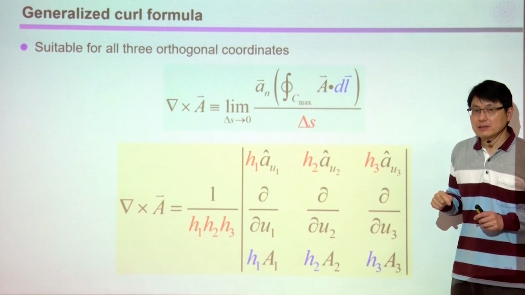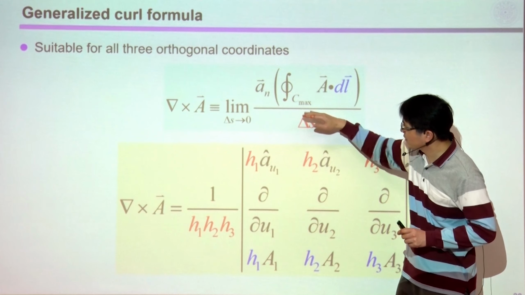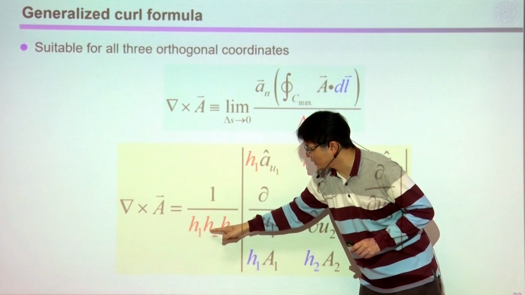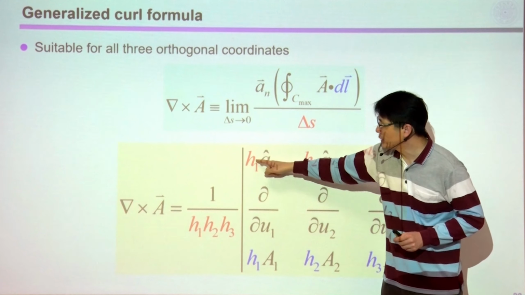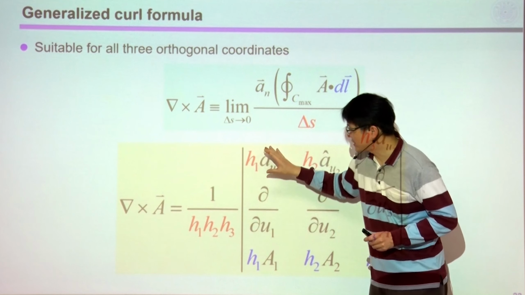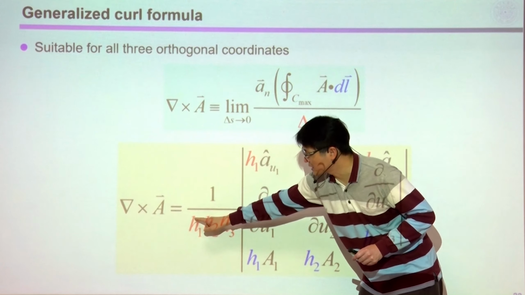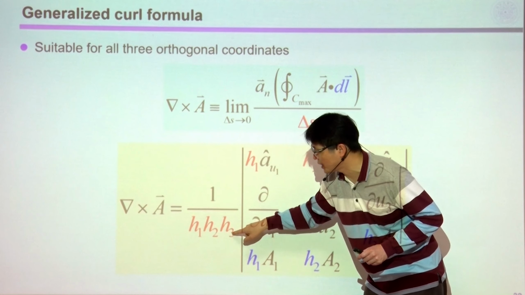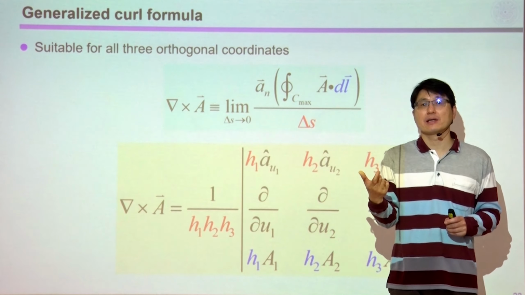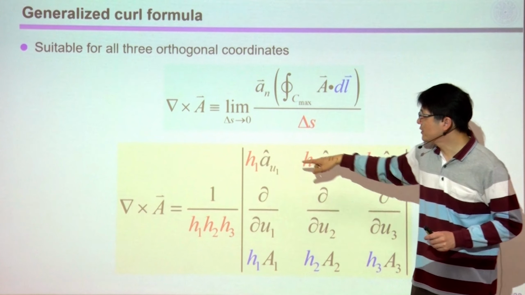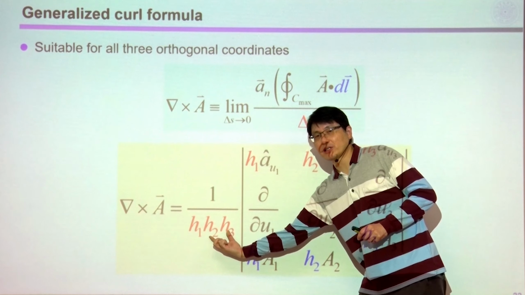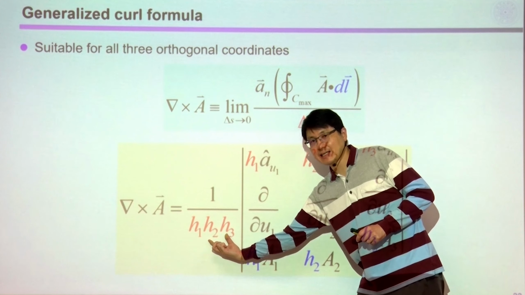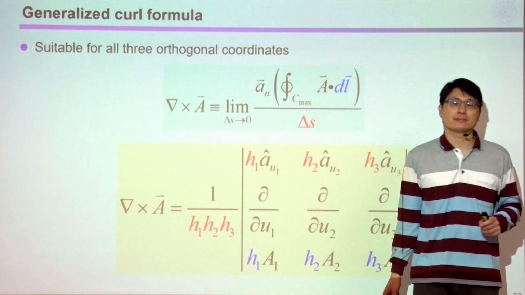Delta S needs to be divided. So H1, H2, H3 gives you the value, and you need to cancel out. For this one, H1 is cancelled out, so you divide by H2, H3, meaning you have a surface. In the first direction, its magnitude is defined by the differential length in the second and third directions.